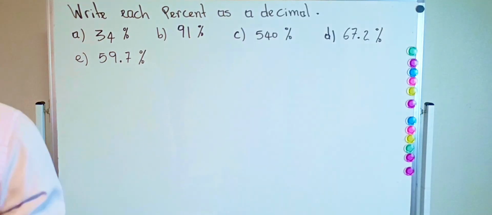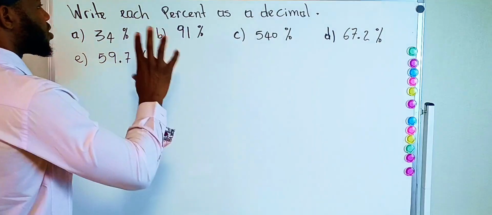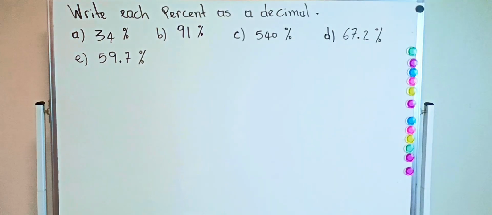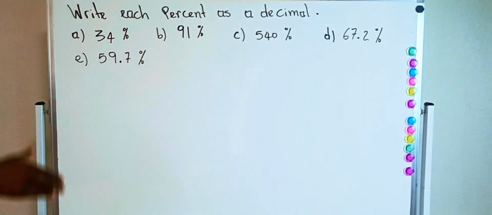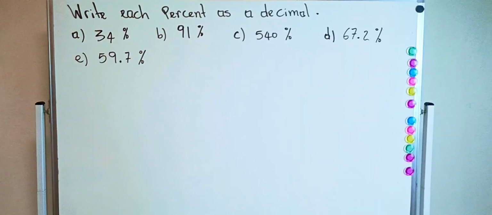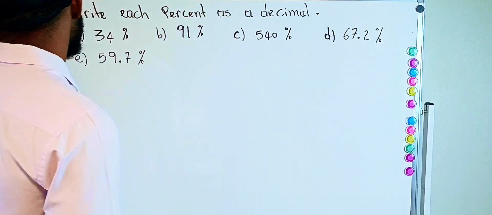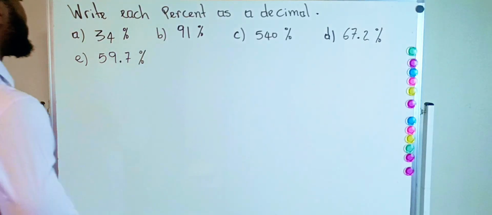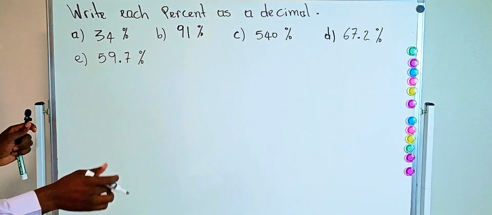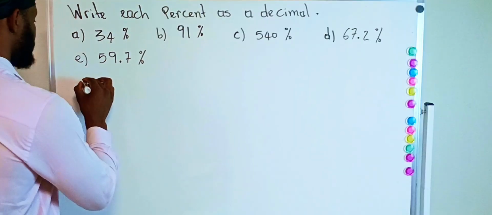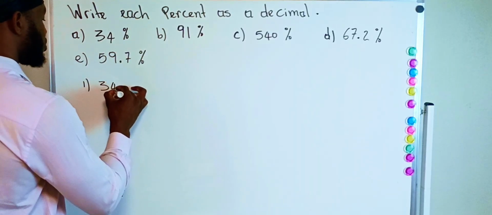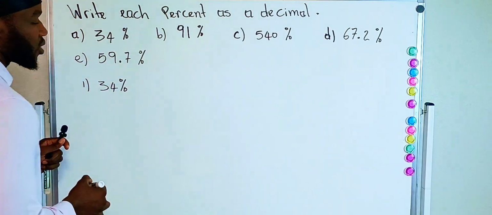Okay, guys, let's go for this one. These are some exercises about converting percent to decimal this time. So we got a percent right now that we wanna convert to decimal. So let's go, guys. It's gonna be easy. Just follow the steps. The first one is 34% to convert to decimal.